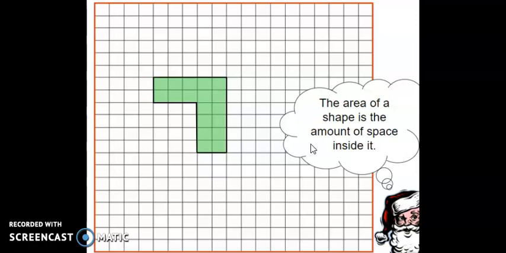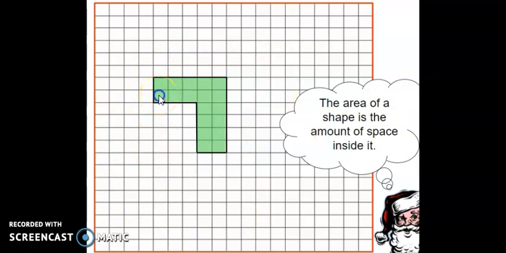For area we need to multiply, not add. We need to find the space inside the object. For perimeter we are counting the length of the sides of the shape. But for area, we need to see how much space is inside it. For finding the space, we can also count the squares when we are using the grid method.